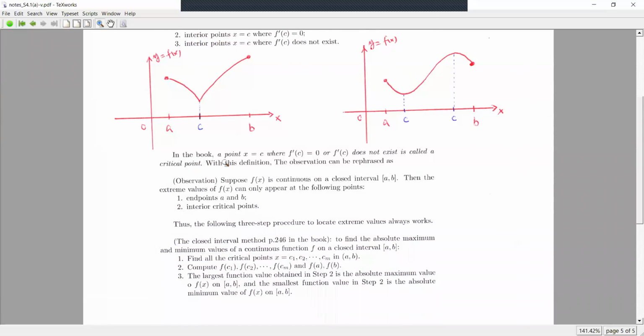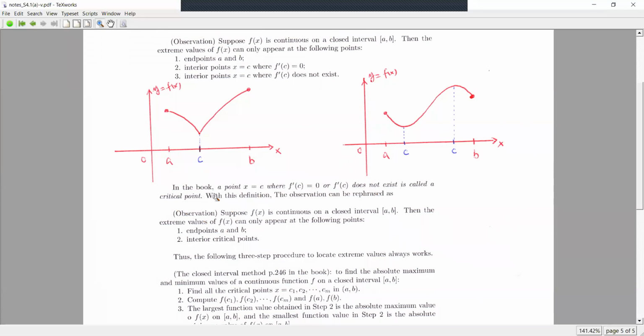In this book, a point C where the derivative is 0 or the derivative doesn't exist is called a critical point. So with the definition of a critical point, this observation can be simplified, rephrased as the following observation.